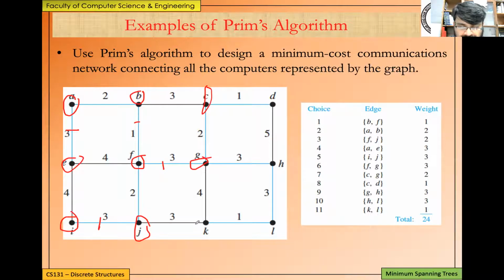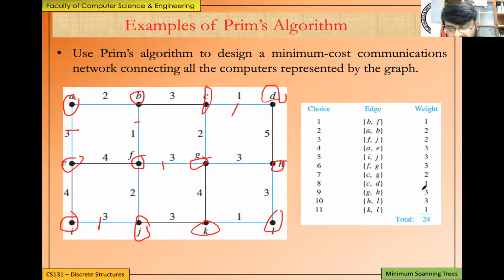No, JK is not selected here. Okay, with FG, it then selects GH, I think. So with FG, with C, it then selects CD, because it has got a weight of 1, so that has the lowest one. So this one gets selected. Then it selects GH with weight 3, then HL of weight 3, and finally K with weight 1.